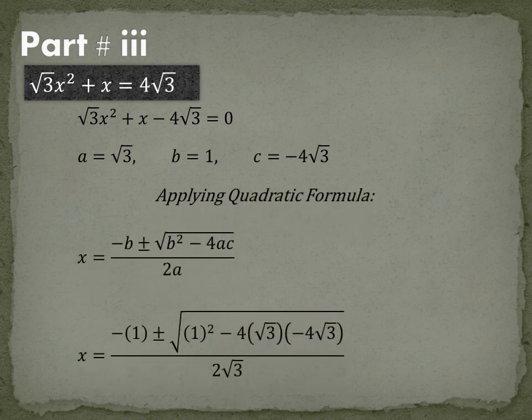Applying quadratic formula, again we have written the quadratic formula. Now we will replace all the values a, b and c with the values given. So in place of b we have written 1, then 1 square. In place of a we have written under root 3 and in place of c we have written minus 4 under root 3.